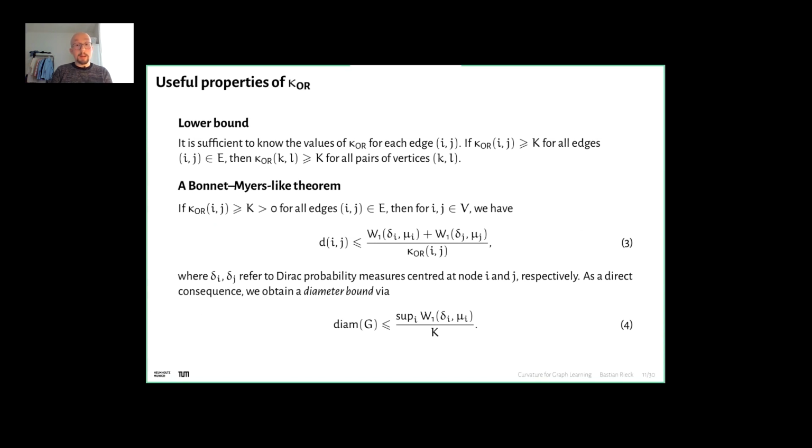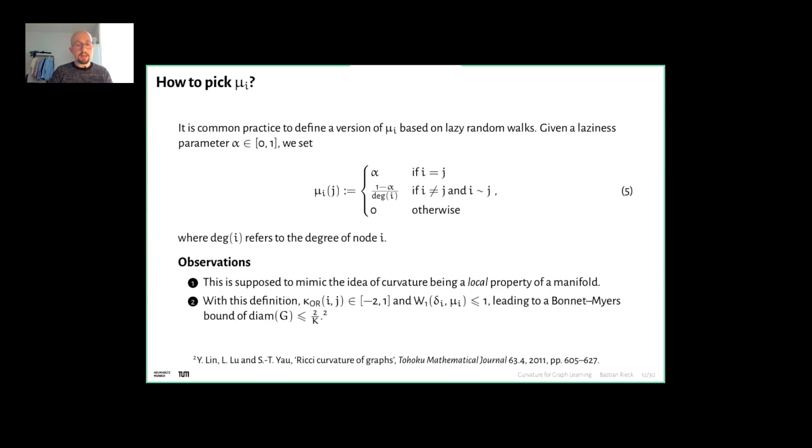That's a good question. Honestly, I'm not sure. Let me jump one slide ahead. I think the paper by Lin and colleagues on Ricci curvature of graphs has some examples of this. I didn't include this here, but I know for sure that Lin and colleagues are looking at certain prototypical spaces, so regular graphs and fully connected graphs and these sorts of things. Okay. Thank you. You're welcome.